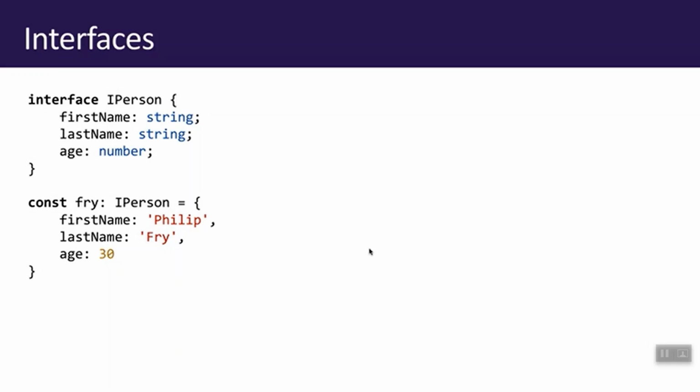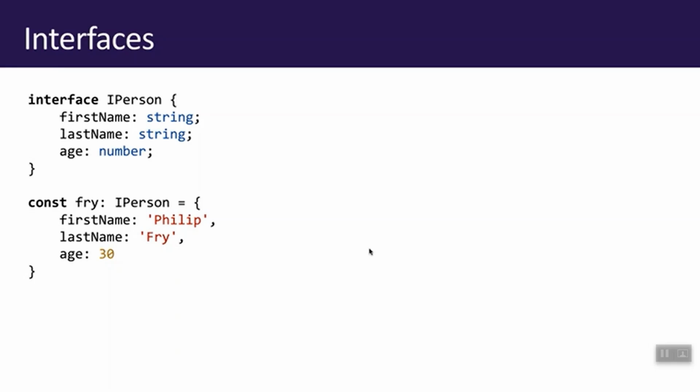In the case of an object literal, this will check to make sure that we assigned a string to the property first name. It will also make sure that we added all of the properties that are necessary. So if we left out age in this object, fry for example, it would throw us an error. And if we added a property that was not defined in the interface, it would also throw an error. This is really valuable at detecting typos, for example.